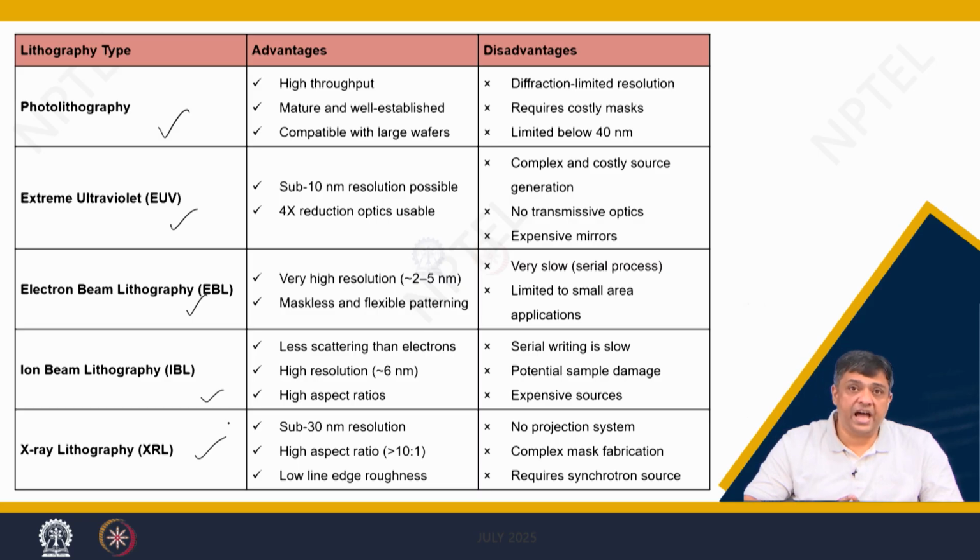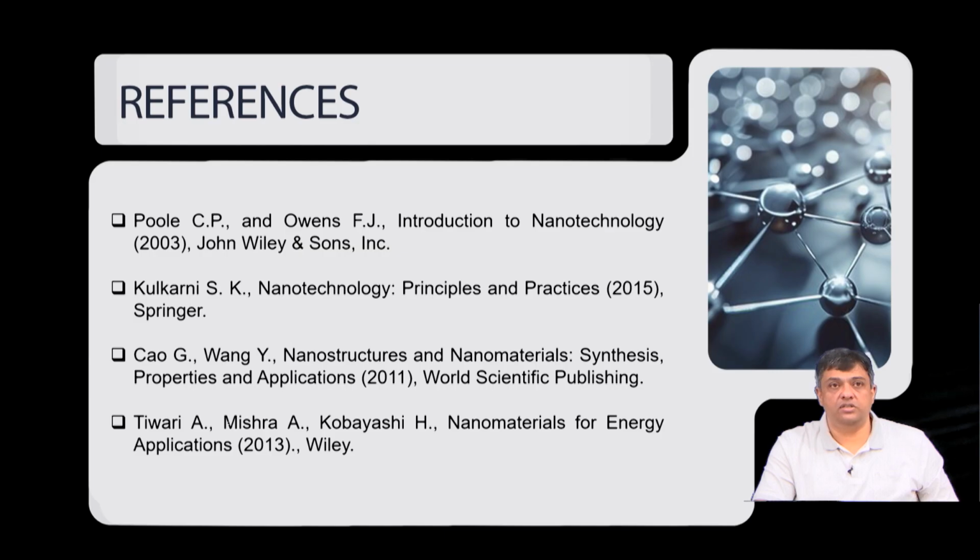E-beam has very high resolution, but you are looking at a process which is very slow. X-ray lithography has a very high resolution, let us say up to 30 nanometers, but it has a complex requirement of mask fabrication. So, depending upon the end user application and the quality of patterns in terms of precision, you have to choose the right process to get the desired nanostructures.